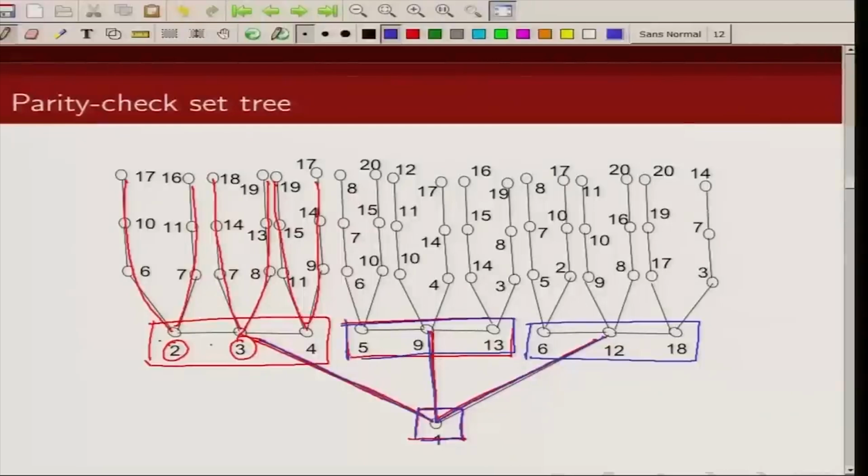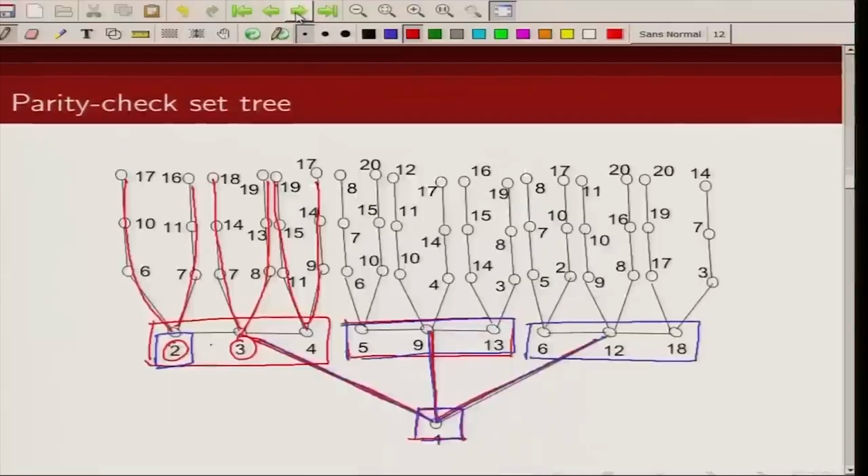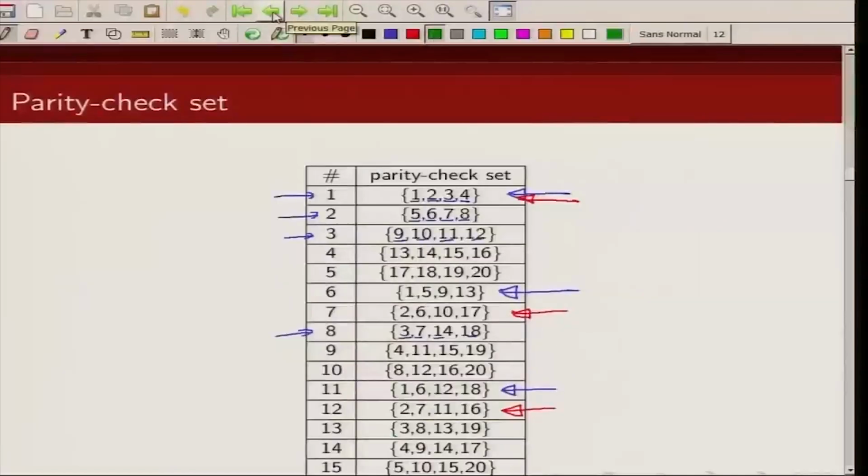Now, look at each of these bits, look at 2. Now, 2 appears in which? 2 appears in parity check set 1, 2 appears in parity check set 7, 2 appears in parity check set 12, right. Now, parity check set 1 is already captured here. So, what are the other 2 parity check sets? This one is this, the other is this. So, 2 appears with 6, 10 and 17.